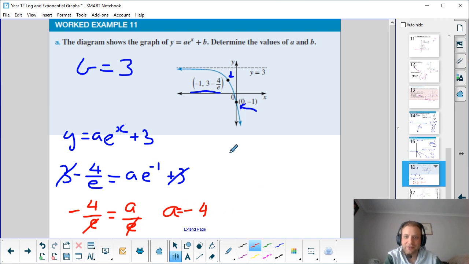And then if we wanted to write out our function in its entirety, we've got a -4 here. And we should have been looking for a negative number. As we said at the start, we can see it's been reflected vertically. So we've got -4 lots of e to the power of x, plus 3. Okay, there's our function, but our solution was that b equaled 3 and a equaled -4.